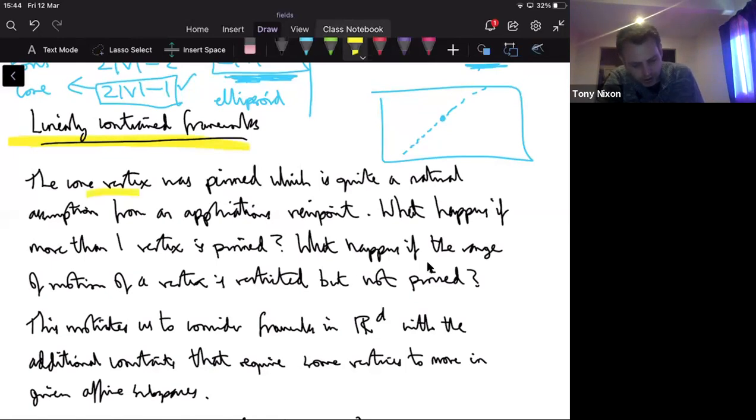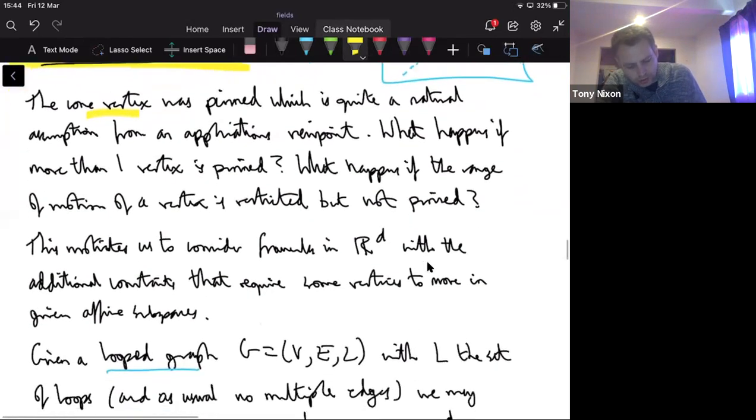So the cone vertex was pinned, and you can imagine in applications, if you're an engineer perhaps, you do want to have certain parts of your mechanism grounded, or restricted to a track or something like this. So for however much time we have left in this lecture, I'm going to consider frameworks in R^d with additional constraints that require some vertices to move in given affine subspaces. So this vertex is forced to lie within this given plane, or this vertex is forced to move on this line, and this kind of thing.